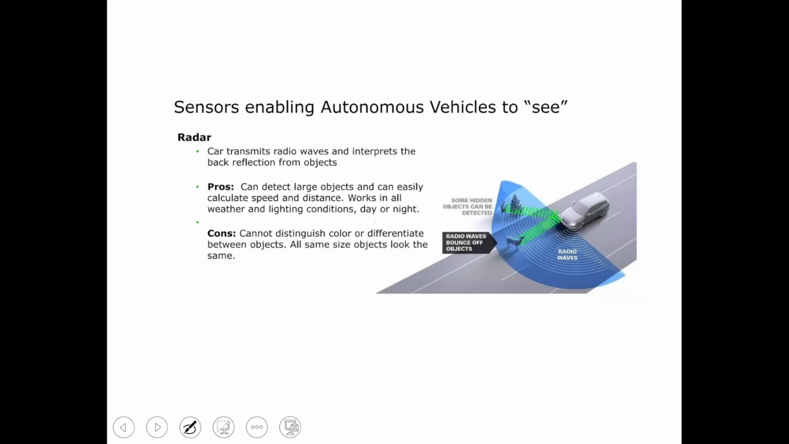Second is the sensor enabling autonomous vehicles through radar. We have seen that the car transmits radio waves and interprets the back reflection from the object. So we have the radar system. If any object comes in front of our car, it will transmit radio signals and detect that some object has come out in front of the car.